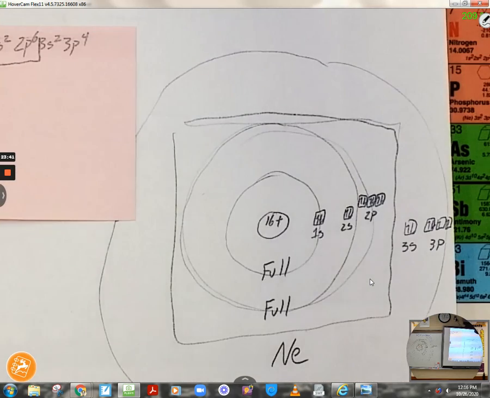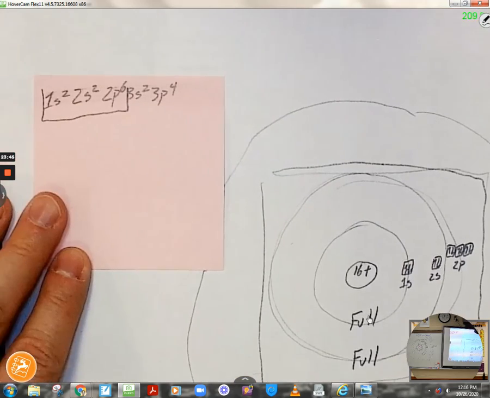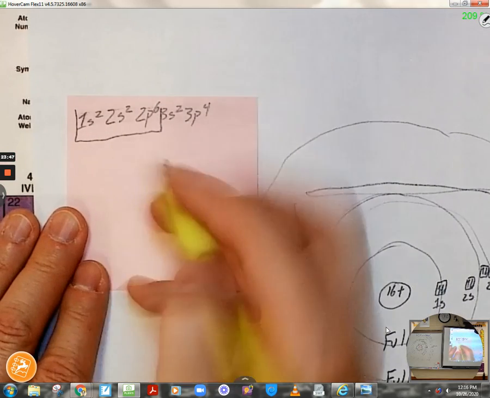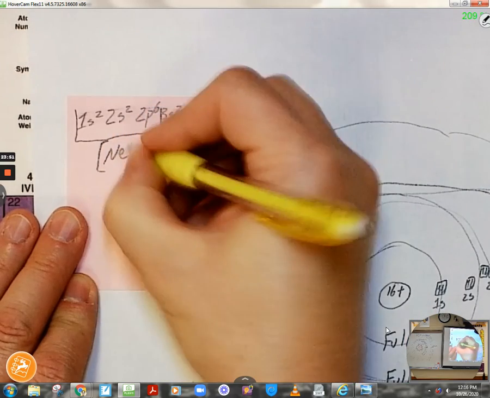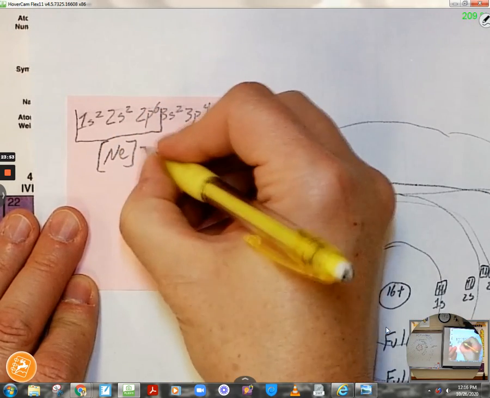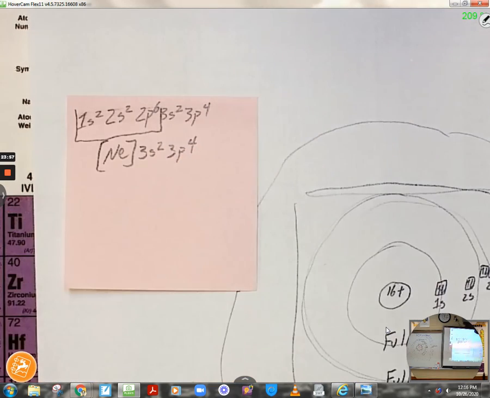we can note that on our paper. I'm not going to try and do all this in one place. We can note that by saying that all of this in here is just like neon with this other stuff on the outside. So I'm going to put neon in brackets, and I'm going to add 3s2, 3p4. And that's what's called my noble gas configuration.